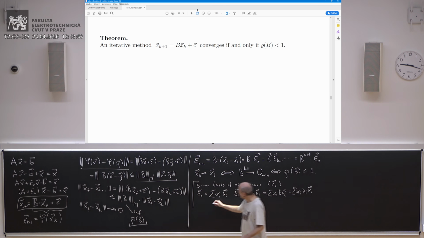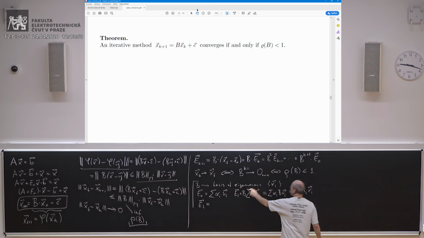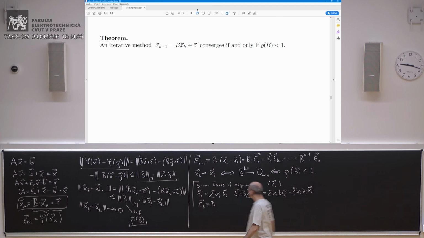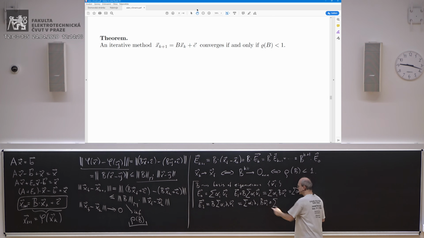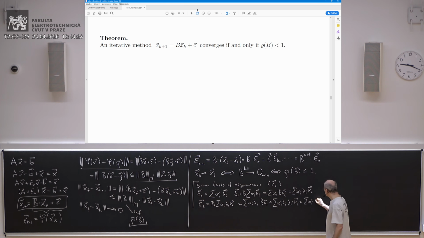Let's try again. What's e_2? e_2 is B applied to e_1. So it's a summation here, alpha_i lambda_i v_i. And again, I'm going to move B so that it's next to v_i. And now the action of B on the vector v_i can be replaced by multiplication using the eigenvalue. And we can see that eigenvalues are actually squared now.